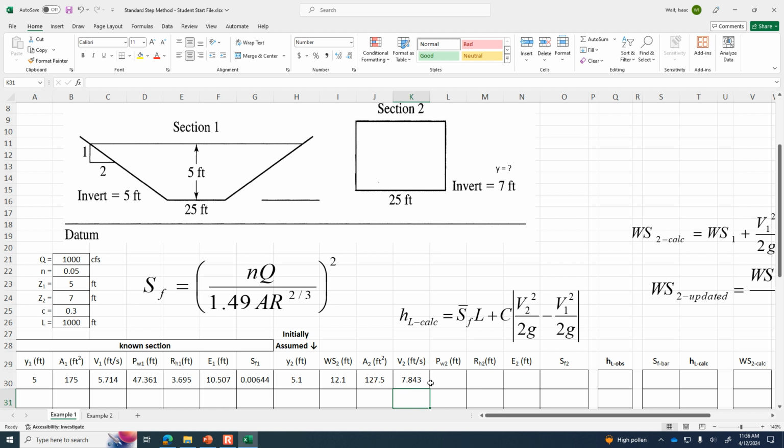So we've got a velocity, let's see, wetted perimeter is going to be 25 feet for the bottom, plus 2 times the depth for wetted perimeter. So 25 plus 2 times whatever depth we've assumed. That gives us the wetted perimeter 35.2 for now. Hydraulic radius is defined as the area divided by the wetted perimeter.